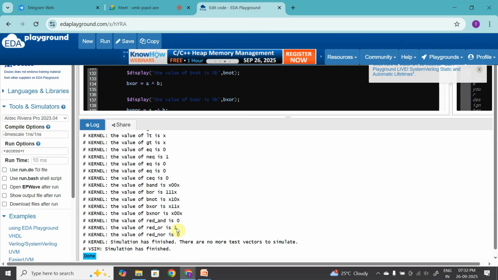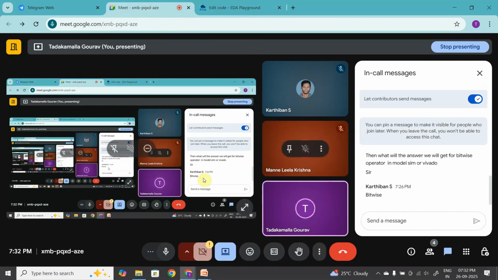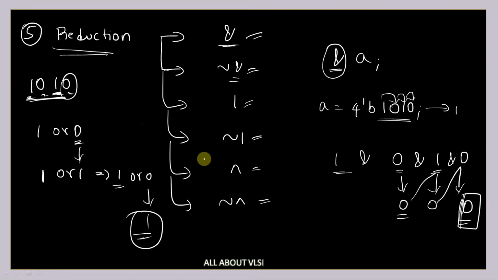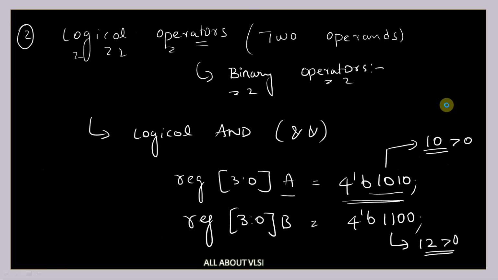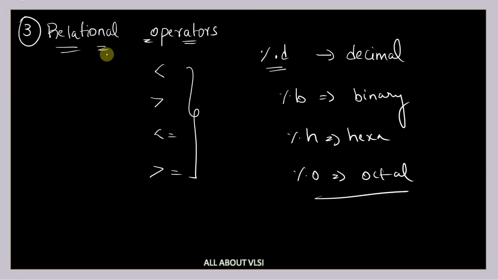Okay. So this is about your reduction operators. I think reduction operators are straightforward and simple. Each and every bit on the same variable, the operation will be performed and the resultant will be given. Okay. After this we have our shift operators. In the case of shift operators, we are going to have right shift operators as well as left shift operators. Let us try to discuss the shift operators.